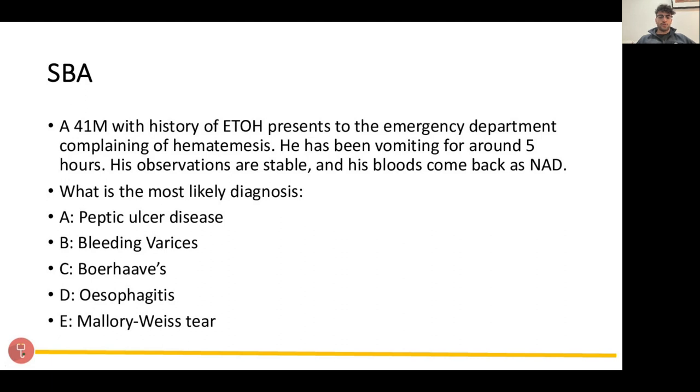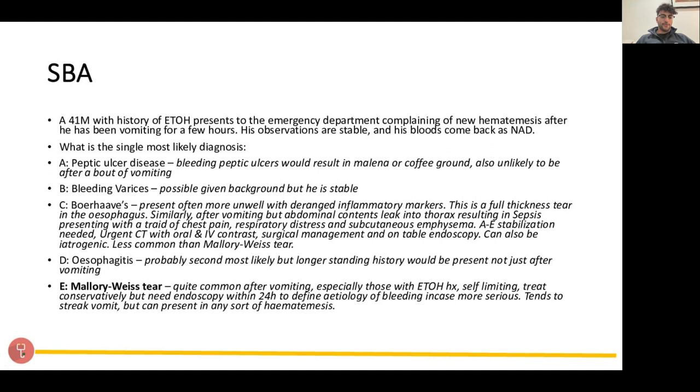Okay, so most of you have gone for a Mallory-Weiss tear. A few have gone for bleeding varices, some have gone for Boerhaave's and some have gone for peptic ulcer disease. All right, so the answer here is a Mallory-Weiss tear.